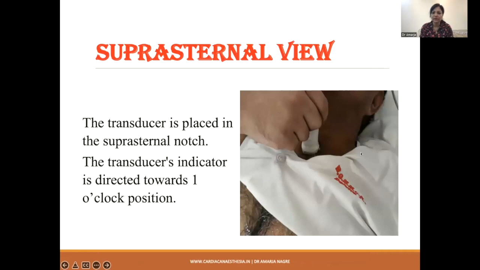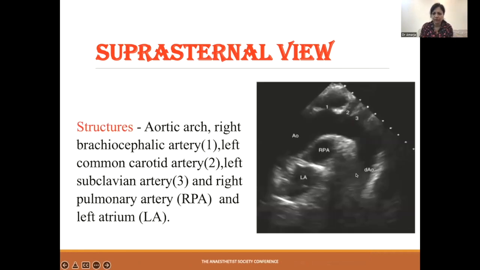Now coming to the last view, that is the suprasternal view. A lot of information can be gathered from this, and just keep your transducer in place on the suprasternal notch, and your orientation marker has to be towards 1 o'clock side, that is just away from your right shoulder. Okay, and what we could assess is the full arch of aorta, the brachiocephalic artery, the common carotid artery, the left subclavian artery, descending aorta, right pulmonary artery, and the LA.